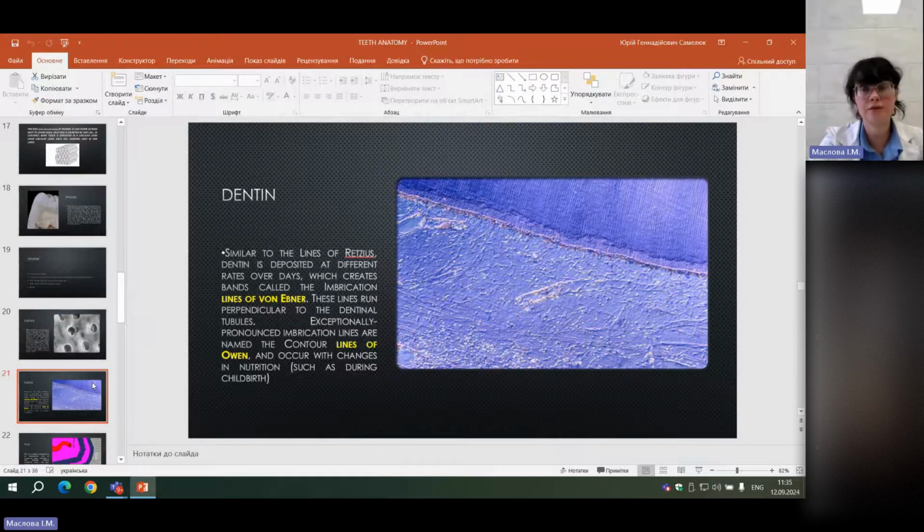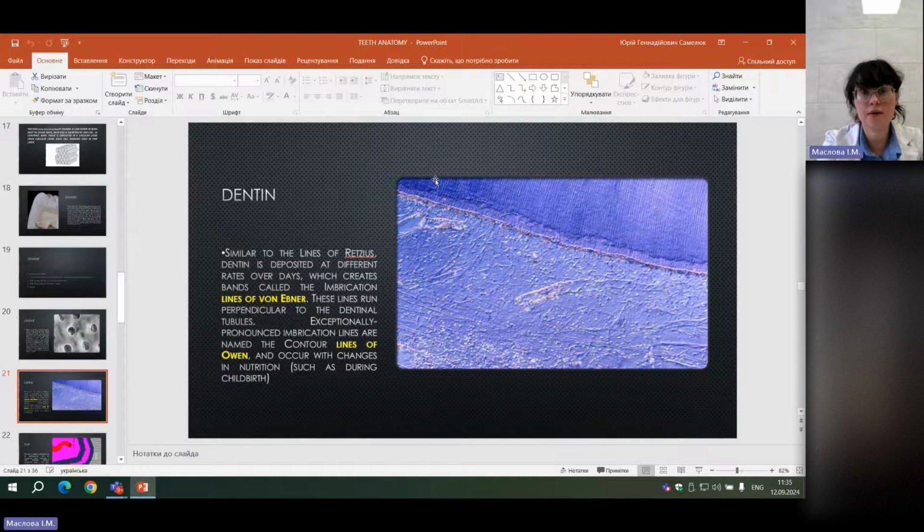Similar to the lines of Retzius, dentine is deposited at different rates over days, which creates bands called the imbrication lines of von Ebner. These lines run perpendicular to the dentinal tubules. Exceptionally pronounced imbrication lines are named the contour lines of Owen, and occur with changes in nutrition, such as during childbirth.